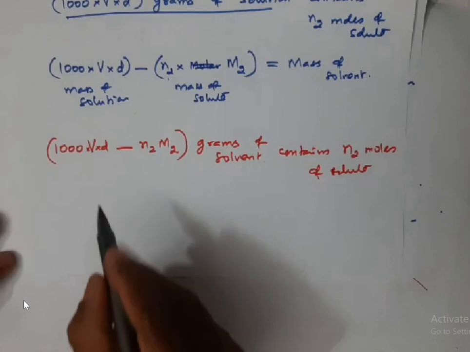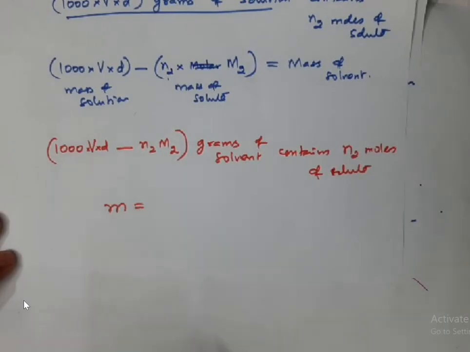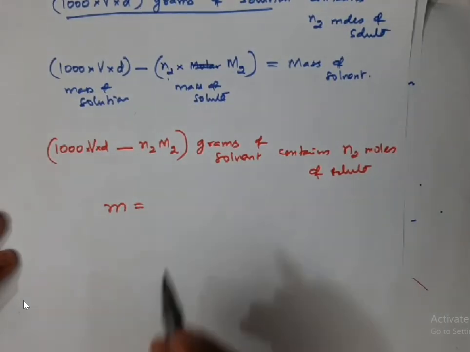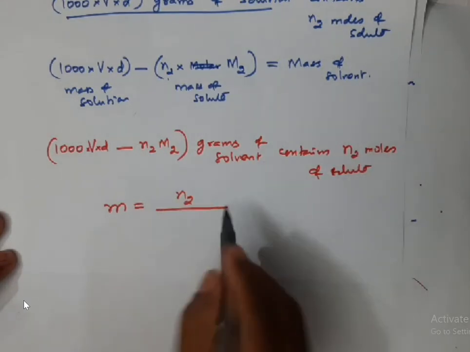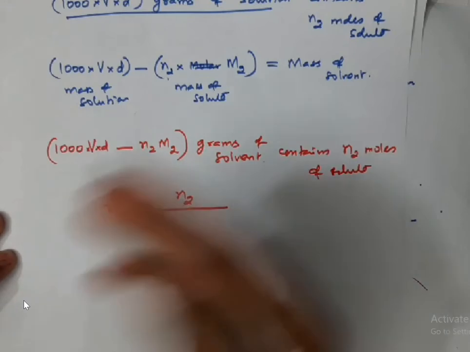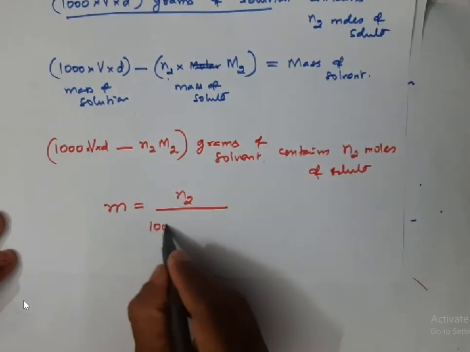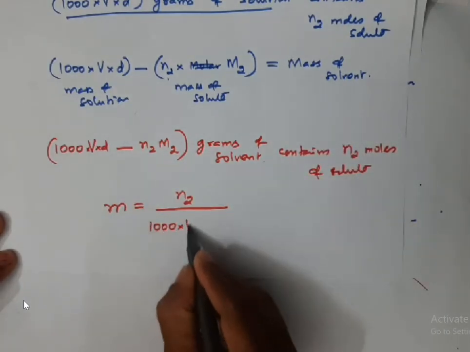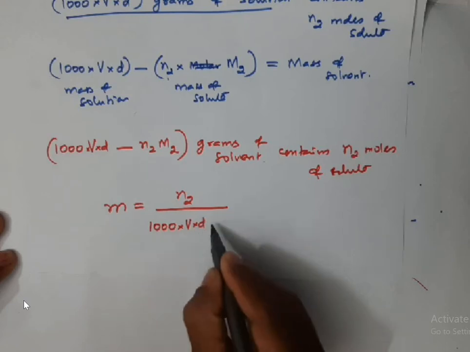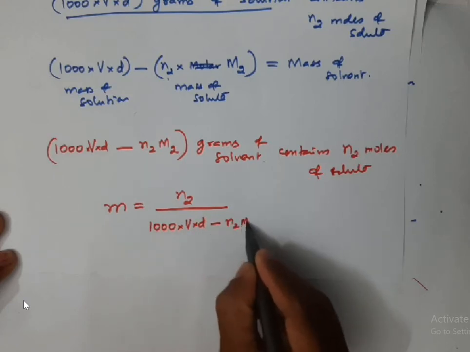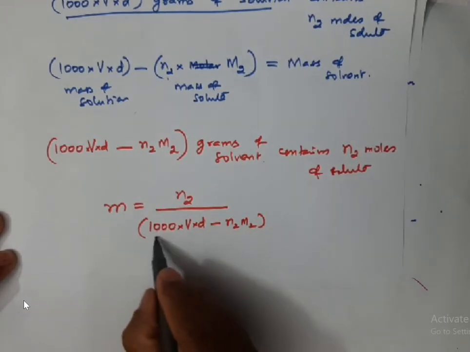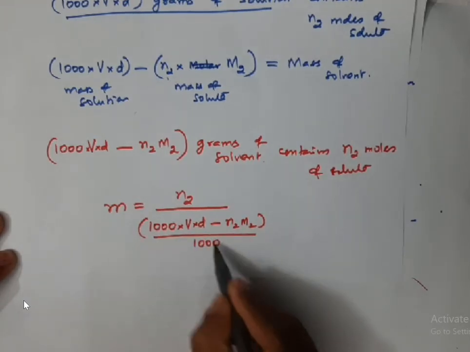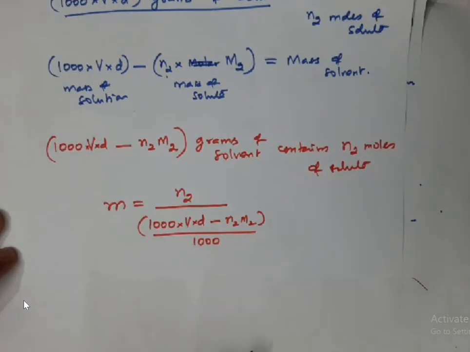Therefore, what is molality? Molality is nothing but number of moles of solute divided by the mass of the solvent in kilogram. So this is 1000 into volume into density minus N2 into M2. This is mass in gram. You have to divide this by 1000 so that you will get the mass in kilogram.